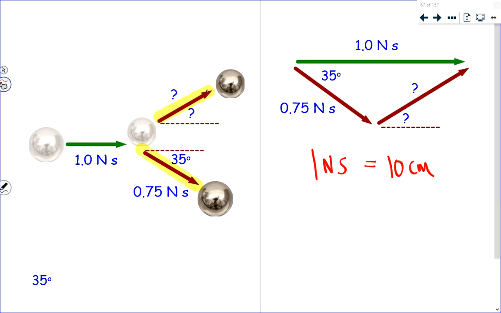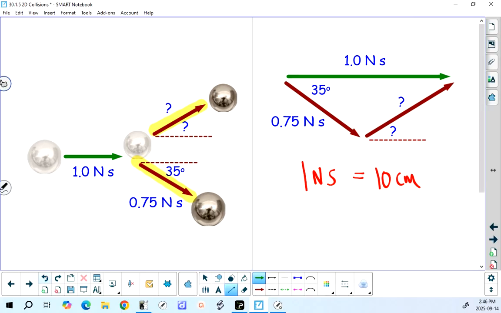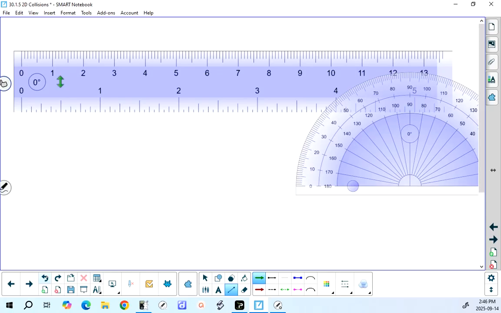Could you do this with a scale diagram where 1 Newton second is drawn as 1 centimeter? You could, but your diagram would be so small, it would just cause a lot of problems. So now that we've chosen that scale of 1 Newton second equals 10 centimeters, we can go ahead and draw with our ruler a line with an arrowhead on the end of it pointing to the right that is 10 centimeters long. Again, it doesn't have to be perfect, but I think there's some acceptable level of accuracy that's expected here.